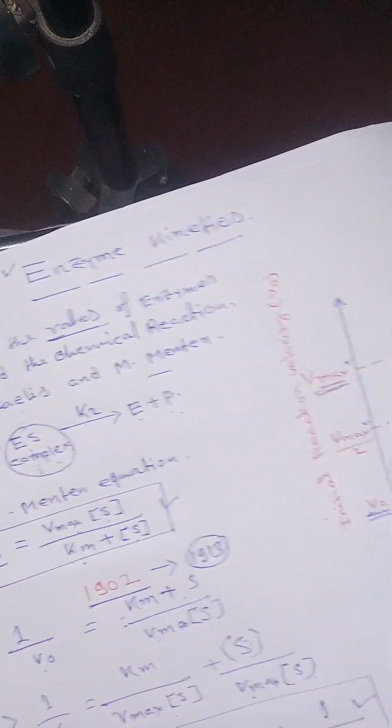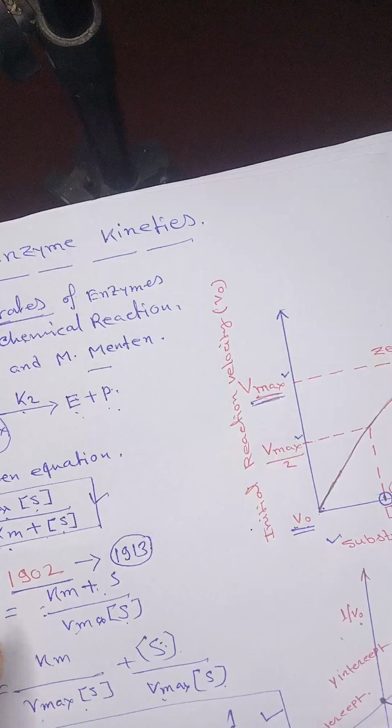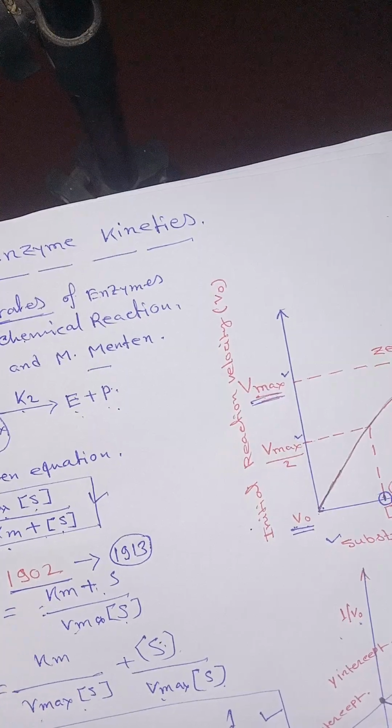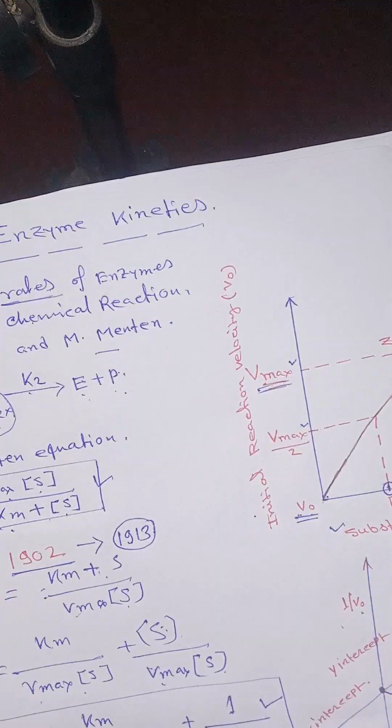So in another video we will describe how we can get this Michaelis-Menten equation, and what is the exact value of the Km, and different types of elaboration of that. So this is the introduction, not a brief idea, this is a rough idea about enzyme kinetics. Thank you all.